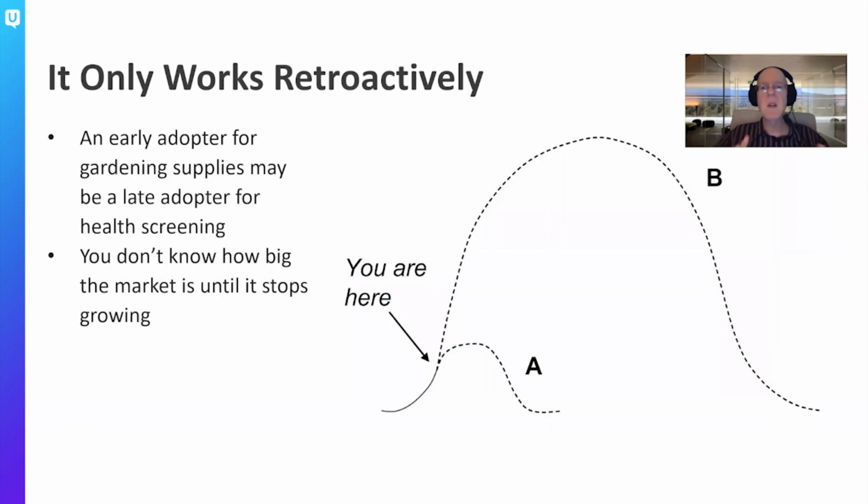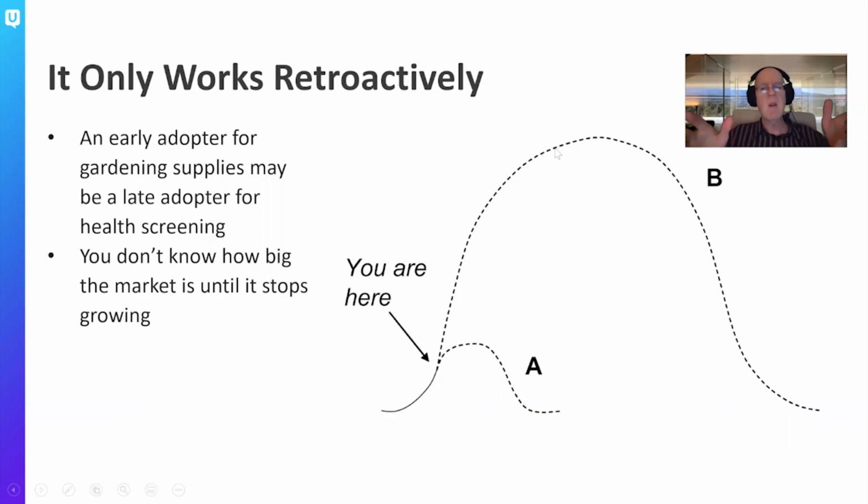So the first thing to understand about that adoption curve is that it only works retroactively. If you are in the process of trying to build a market, it is very, very, very difficult to tell the difference between curve A and curve B. In other words, one that's about to stop growing versus one that still has enormous growth.